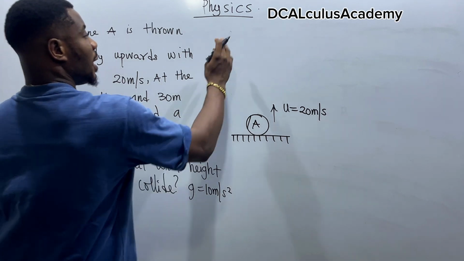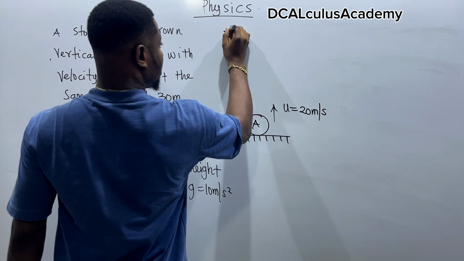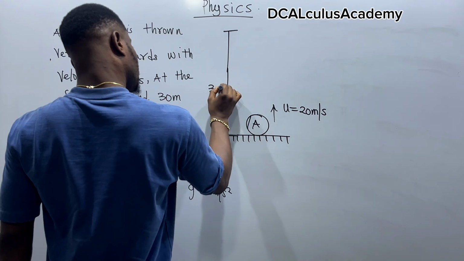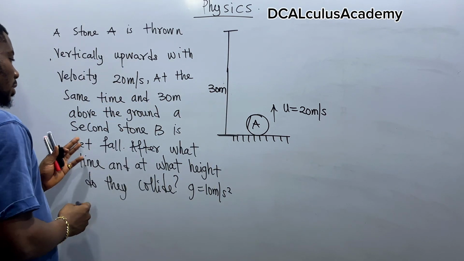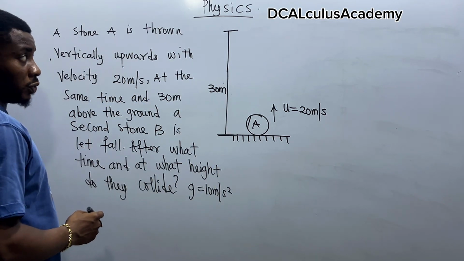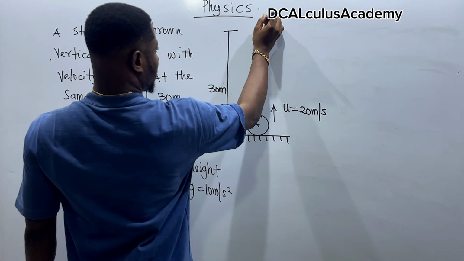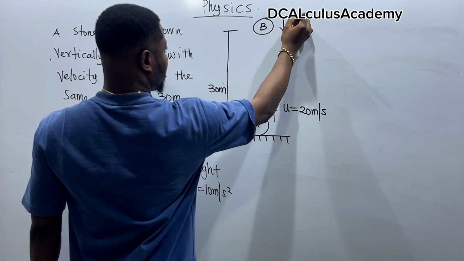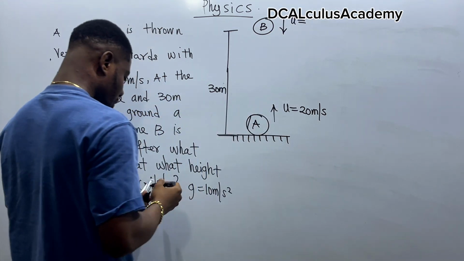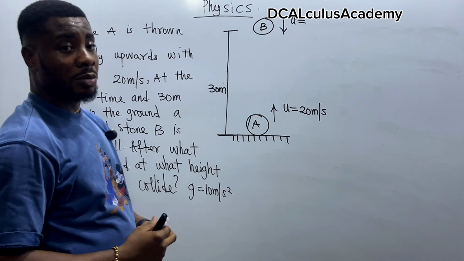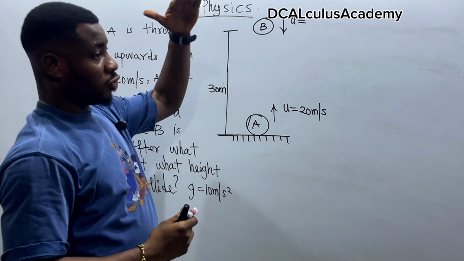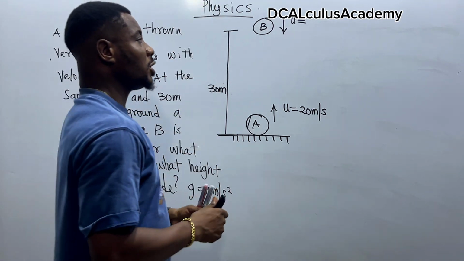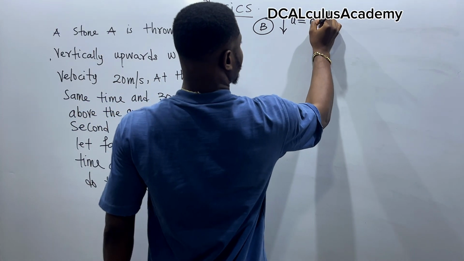So it means that at a height of about 30 meters from the ground, a second stone B is left to fall. So this is stone B, and stone B is left to fall, which means stone B is dropped. Now, in physics, in vertical motion, when a ball drops, it's left to fall. When a body is dropped, the initial velocity of the body is zero.